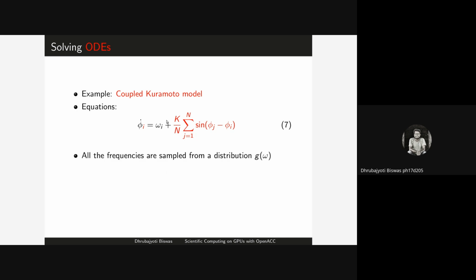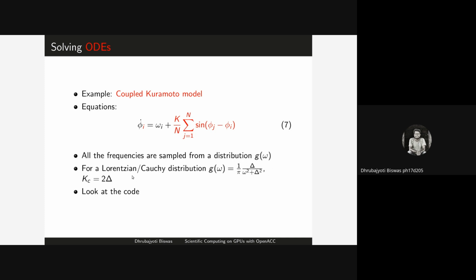And as I had said, this omega i is a natural frequency, and they are sampled from a distribution g of omega. As in, omega is not the same for all the oscillators, it varies with each i. So omega 1 might be 0.5, omega 2 might be 0.3, and so on, taken randomly from a distribution g of omega. The standard result for a system like this is that for a Lorentzian or a Cauchy distribution, where g of omega is given by 1 by pi delta over omega square plus delta square, delta is the scale factor. This is a parameter of the distribution.